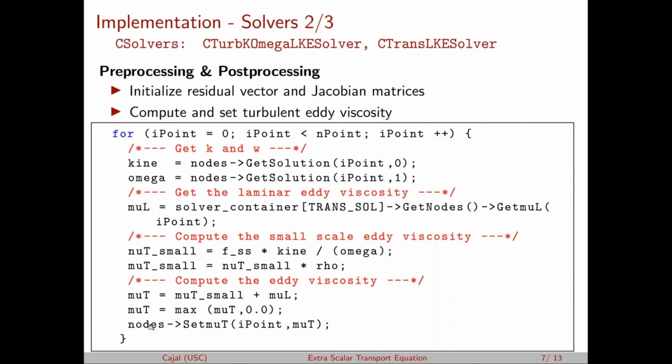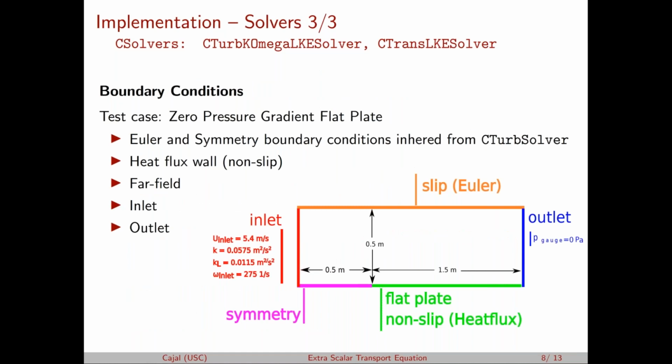At this point, I would like to highlight that I have this mu t max value. I set this max value to avoid negative eddy viscosity, which is a non-physical value. And finally, I use this set mu t function to put the eddy viscosity everywhere in the mesh. Next slide, please.